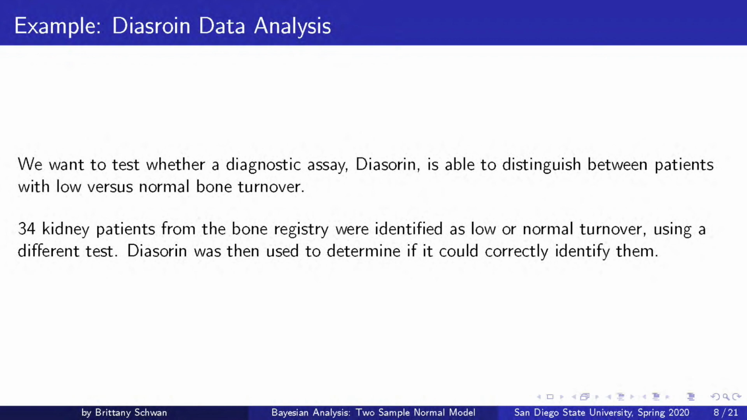Now let's look at an example to see how these ideas are utilized with real data. For this example, we want to test whether a diagnostic assay, Diasroin, is able to distinguish between patients with low bone turnover versus those with normal bone turnover. The example uses 34 kidney patients who are identified as low or normal using a different type of test. Then Diasroin was used to determine if it could correctly identify the patients.